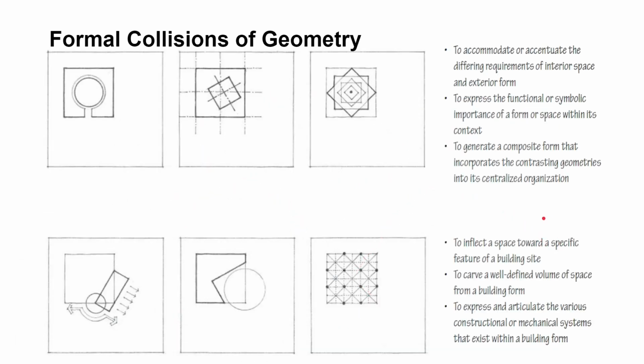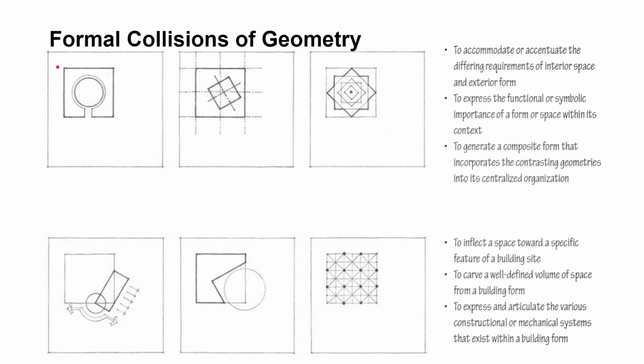Formal collision, so to accommodate or accentuate different requirements of interior space and exterior forms. So this is where architecture and interior lie with each other, to have a cohesiveness in the space and the transition of the spaces. So formal collisions, you have to express the functional or symbolic importance of a form or space within its context, and it is also to generate a composite form that incorporates the contrasting geometries into a centralized organization.